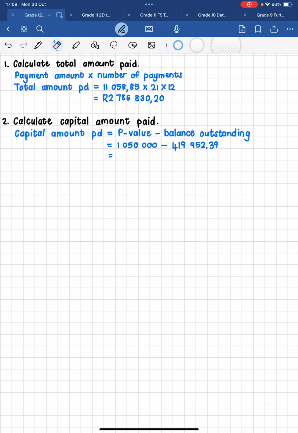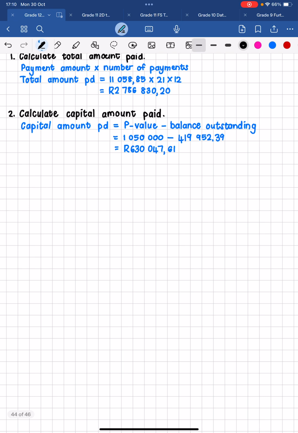So when you work that out, let me quickly do that. 1,050,000 minus the balance outstanding. We are getting an amount of 630,047 Rand and 61 cents. Right, so that is the capital amount paid. Now, what's left for us to do, guys, he's only actually paid 630,000 Rand of the loan, but he's paid 2.7 million Rand in total. The difference between these two values is the interest.